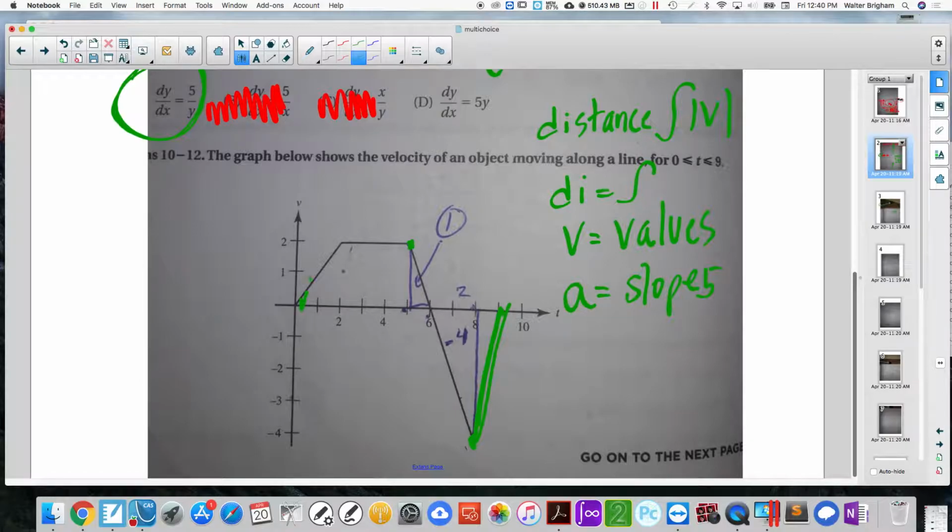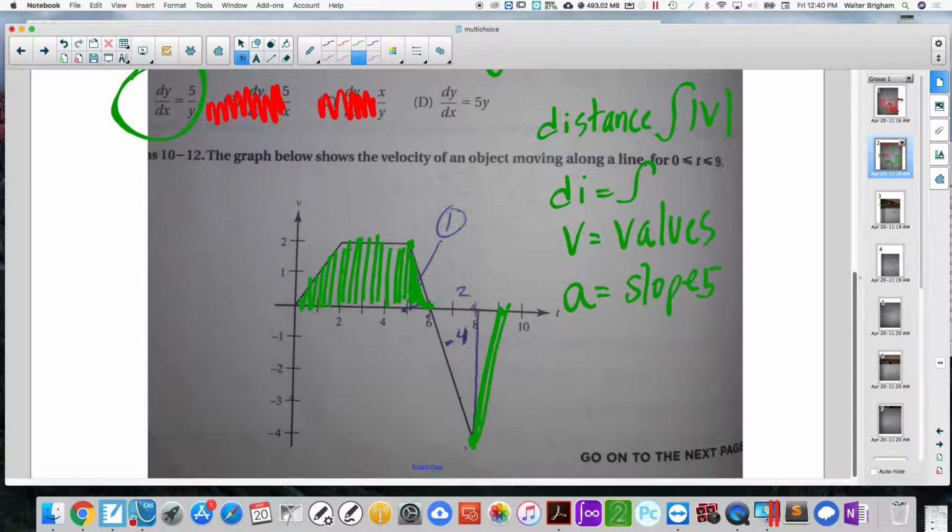If I'm eating positive area, I'm walking farther away. I'm still eating positive area, I'm walking farther away, I'm just going slower. Still walking farther away. When do I start turning around? At 6. So 6 is going to be when I'm absolutely the farthest away.